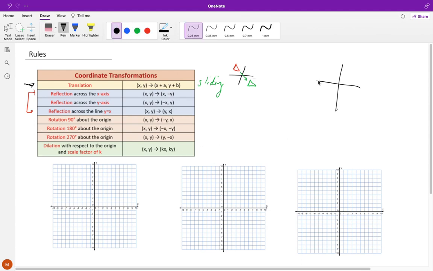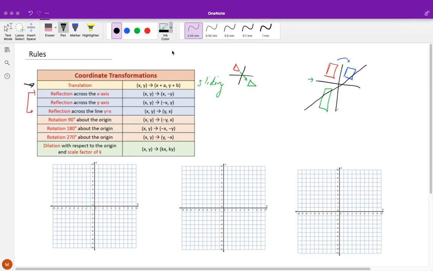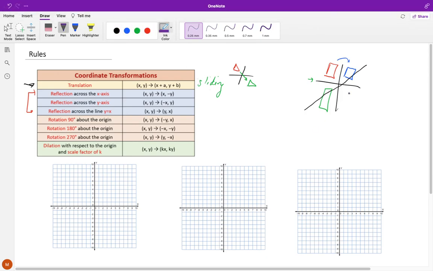So if we have a reflection, we can have our original image here, a rectangle, and we can reflect it about the y-axis. So it just is here. So it's just a mirror image. It's just flipped over. We can reflect it across the x-axis where it's just flipped over that way. Or we can reflect it across the line of y equals x, which can look something like this. So it's just reflecting about there.